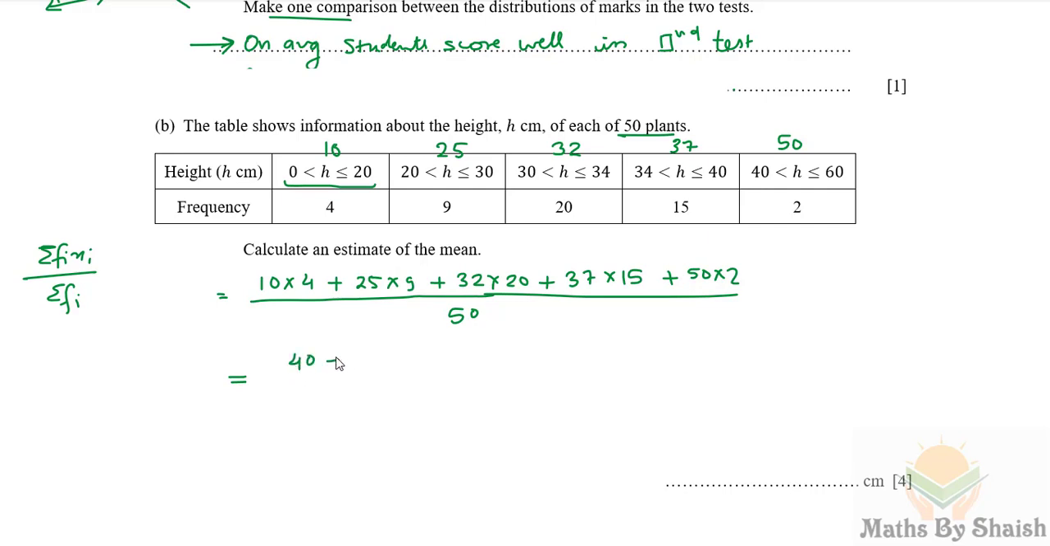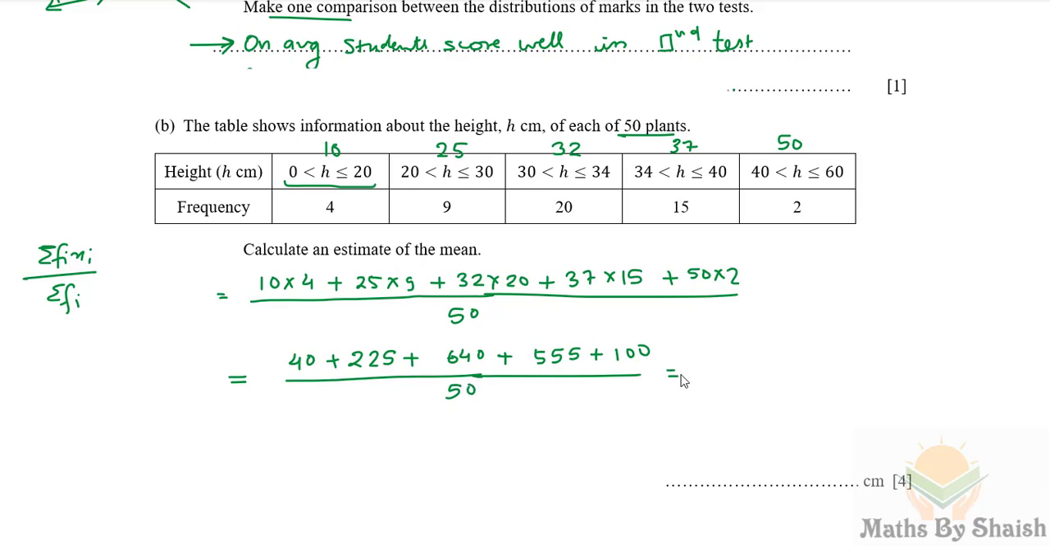10 into 4, 40. 25 into 9, it is 225. 32 into 20 is 640. 37 into 15, this is 555, plus 50 into 2 is 100, upon 50.